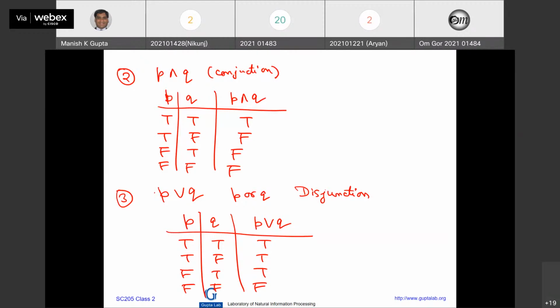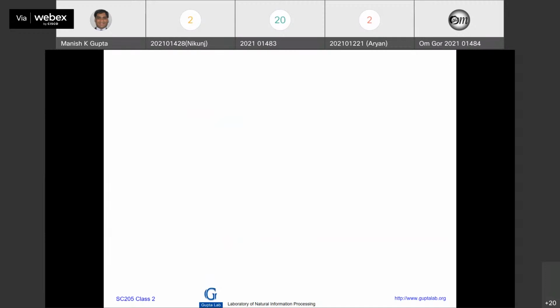Okay. This is also very easy. OR operation. Or I think in set theory you might have A union B, right? The next one, which you are very familiar with, is exclusive OR, or we call it P exclusive OR Q operation.